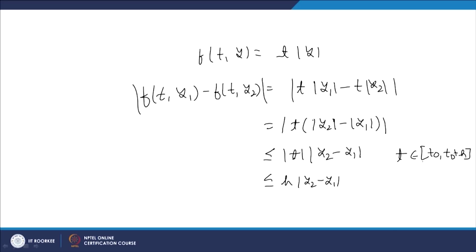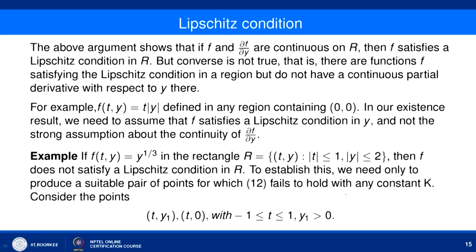Since t belongs to [t0, t0 plus h], we can say that this t is bounded by t0 plus h. So, f is satisfying the Lipschitz condition like this, but we have already seen that f has no partial derivative. Though f is satisfying the Lipschitz condition, the partial derivative is not continuous. So, continuity of the partial derivative is a stronger condition than the Lipschitz condition.